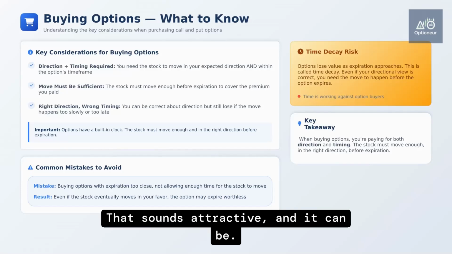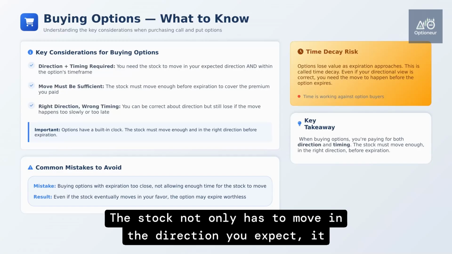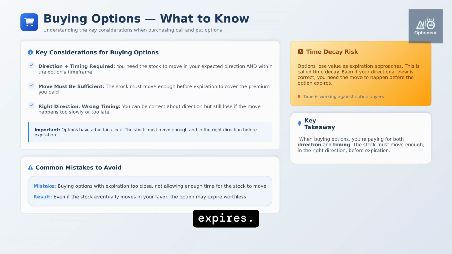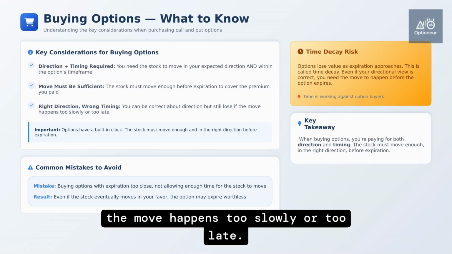That sounds attractive, and it can be. But there's a catch. The stock not only has to move in the direction you expect, it usually has to move enough, and it has to do so before the option expires. You can be correct about the direction and still lose money if the move happens too slowly or too late.